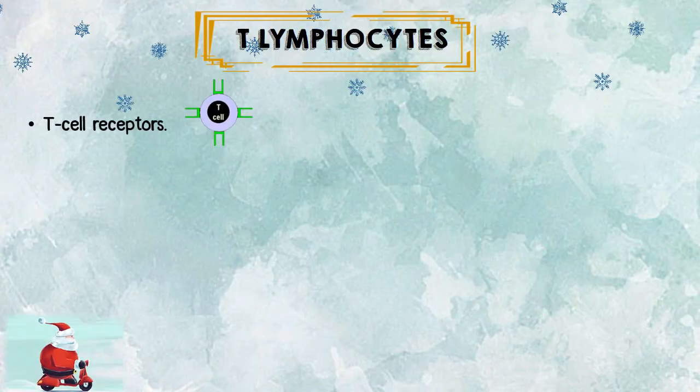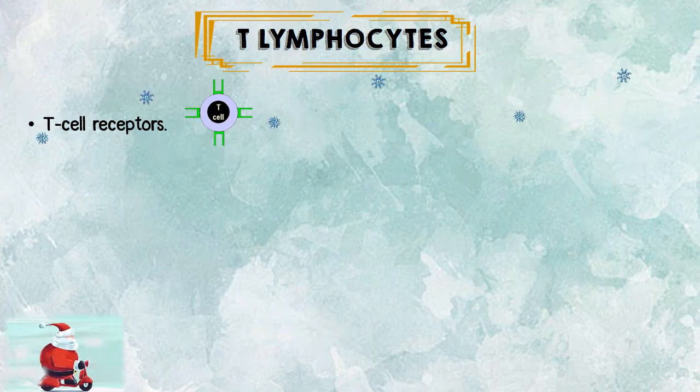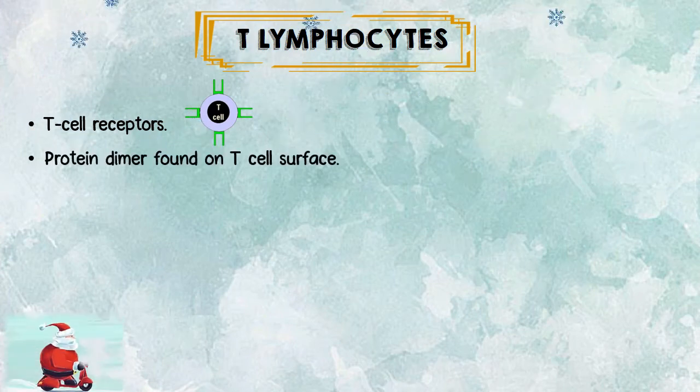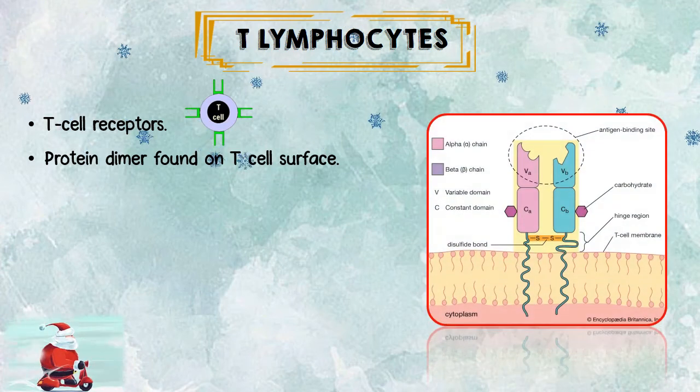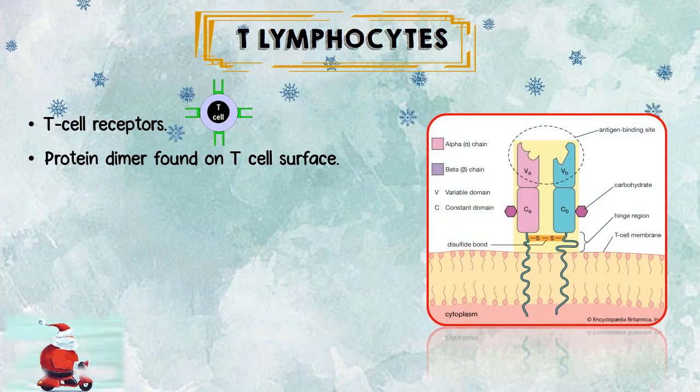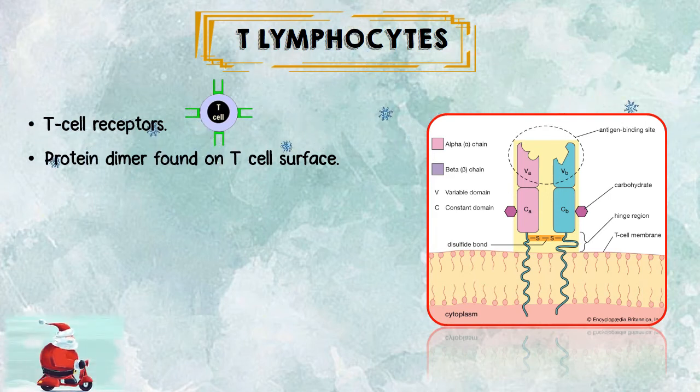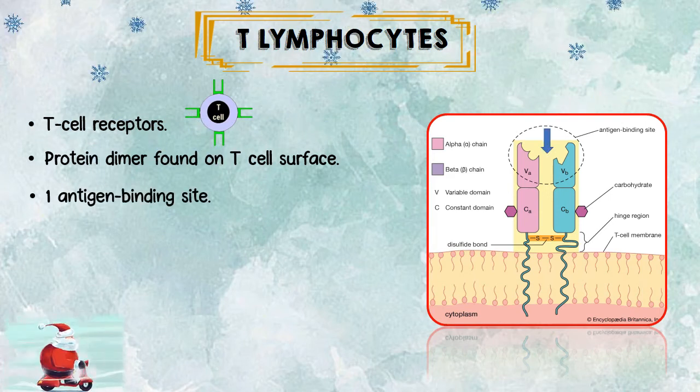Next, T lymphocytes have T cell receptors. It is a protein dimer that is embedded on the T cell surface membrane. This is the basic structure of a typical T cell receptor. Unlike the basic antibody molecule, it has only one antigen binding site.